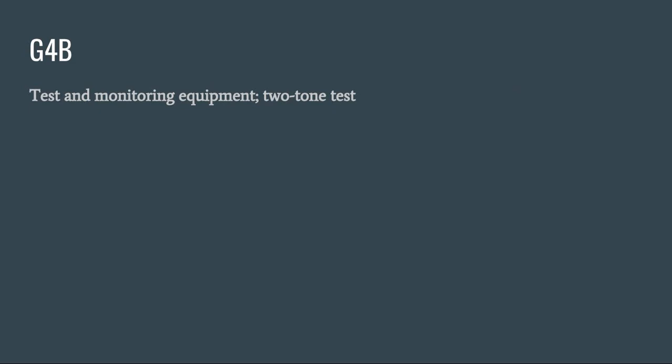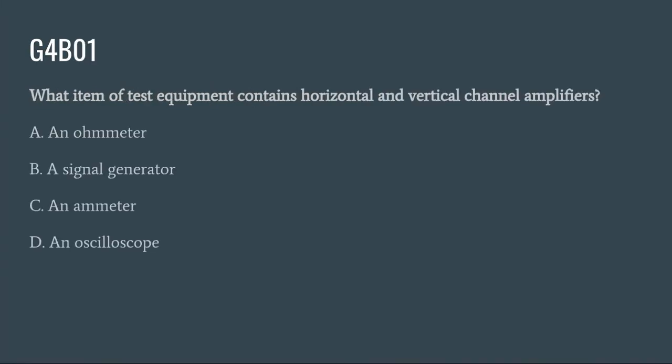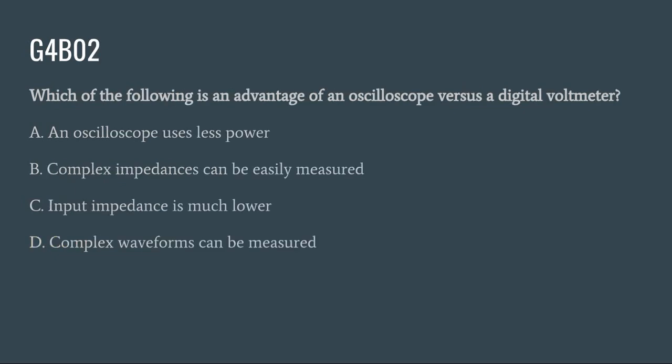Next up, G4B, covering test and monitoring equipment and the two-tone test. First up, G4B01, what item of test equipment contains horizontal and vertical channel amplifiers? A, an ohm meter. B, a signal generator. C, an ammeter. Or D, an oscilloscope. The correct answer is D, an oscilloscope.